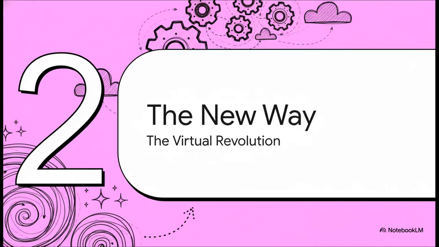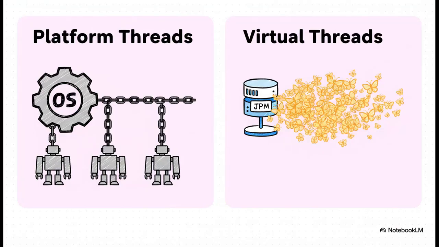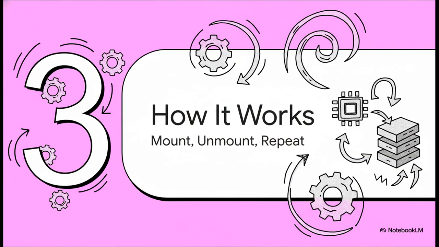And this, right here, is where Java 21 completely flips the script. This is the new way of doing things, thanks to the virtual revolution. So here's the fundamental shift. Platform threads? They're heavyweight, they're managed by the operating system, and you just can't have that many of them. Virtual threads. They are incredibly lightweight, managed entirely by the Java virtual machine, and you can create tons of them. We're talking millions. We've literally gone from a world of scarcity to a world of abundance.